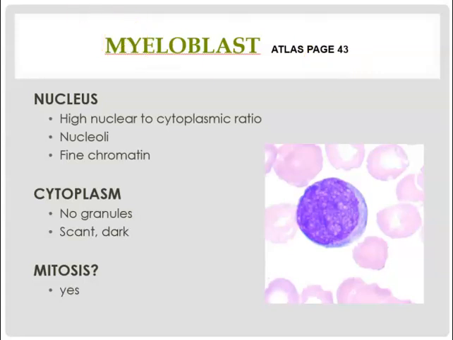So for the myeloblast, and again, remember we're looking at neutrophils for our examples because they're most numerous, the nucleus has a high nuclear to cytoplasm ratio. So remember that N to C ratio. The nucleus is taking up most of the cell. Okay, you see that? There can be nucleoli in the nucleus. The chromatin is fine. The cytoplasm has no granules, and the color is scant and dark. As far as dividing, mitosis can happen.